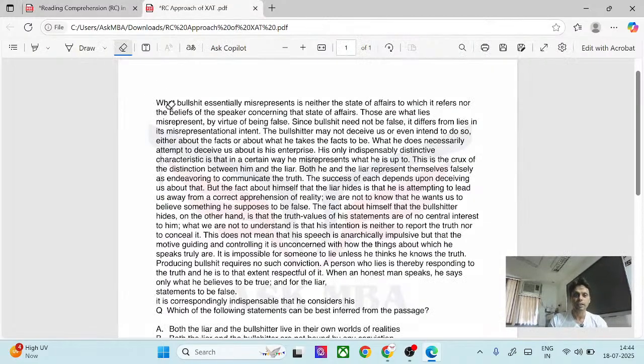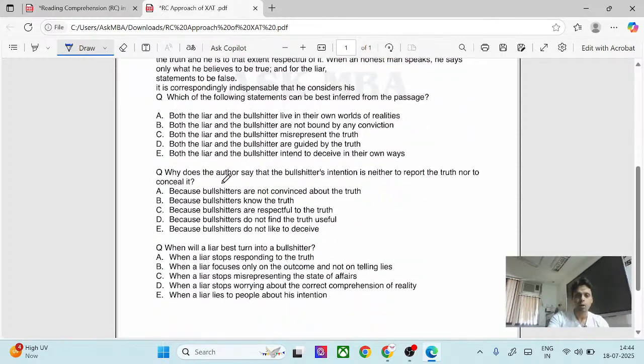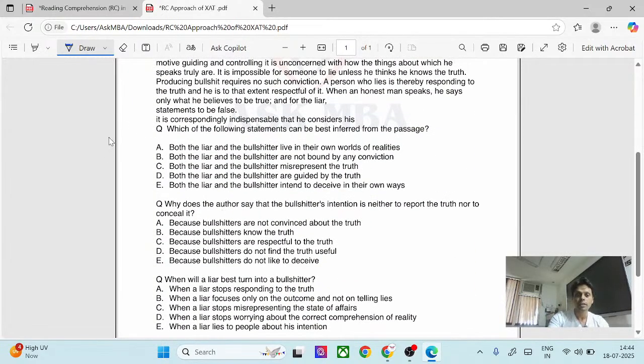Let's understand this thing by the passage itself. अगर मैं passage से देखता हूँ, if you see here, यहाँ पे passage दिया हुआ है. So what I'm going to do, firstly, is read the question and the option. तो क्वेश्चन और ऑप्शन पढ़ने के बाद मुझे एक आइडिया आ जाएगा कि भाई किस टाइप का टॉपिक है, क्या है. So for example, which of the following statements can be best inferred from the passage? Means understandable.